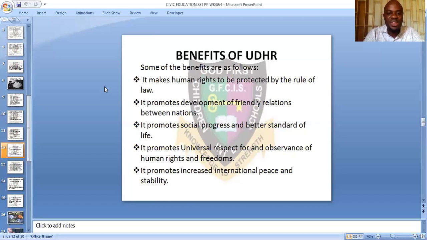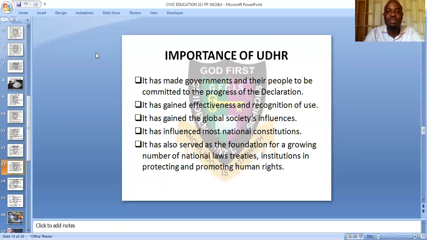And number five, there we have that it promotes increased international peace and stability. Exactly, it promotes international peace and it also promotes stability in every country of the world. That will take us to the next slide. That is the importance of UDHR.